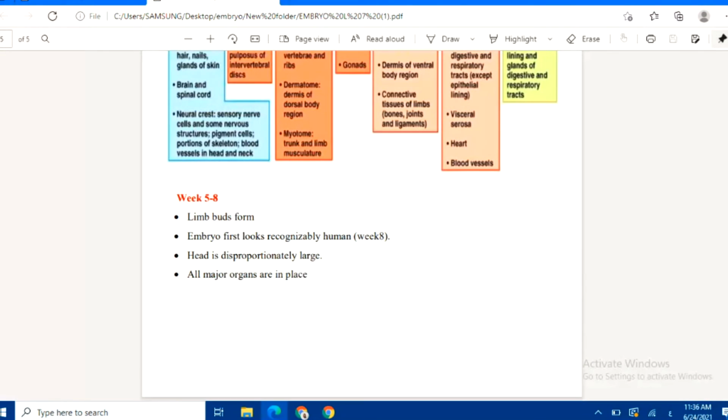Okay, week 5 till 8, شغلات مميزة راح نقدر نشوفها in the embryo, some specific or distinctive appearance will happen, like the limb buds will form. Embryo will first look recognizably like a human embryo in week 8. Head will be disproportionately large, and all major organs will be in place. Okay. Major organs means the buds themselves that are continuously developing. واضح? Any question?